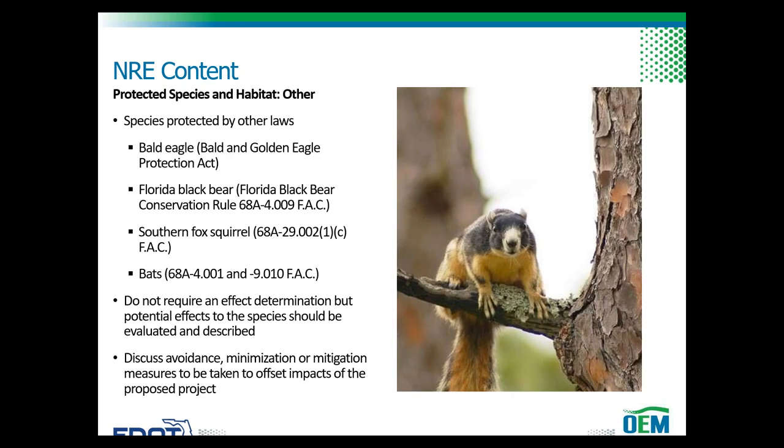Certain species may not be afforded protection under the Federal Endangered Species Act or state threatened endangered species law, but might have protections through other means. Examples include bald eagles, Florida black bears, southern fox squirrels, which is a relatively new one, non-listed bats, and migratory birds. Impacts to these species may require coordination with federal or state agencies, and in some instances, species permits may need to be obtained, for example, an eagle permit. Avoidance and minimization measures should also be considered for these species.